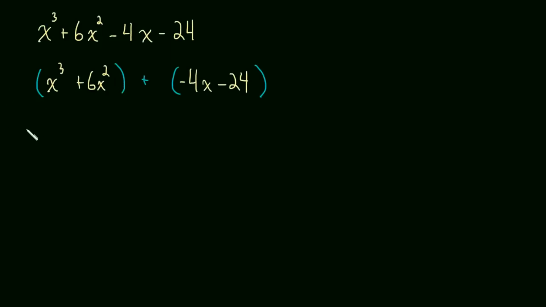And now we factor out of each group what we can. So on the left side, we can get an x squared out of each term. And that just becomes x squared times x plus 6. And then we have to add to that, well, what can we get out of the next term? Well, we can get an entire negative 4, right? This will be negative 4 times x plus 6, right? Because negative 4 times positive 6 becomes that negative 24.